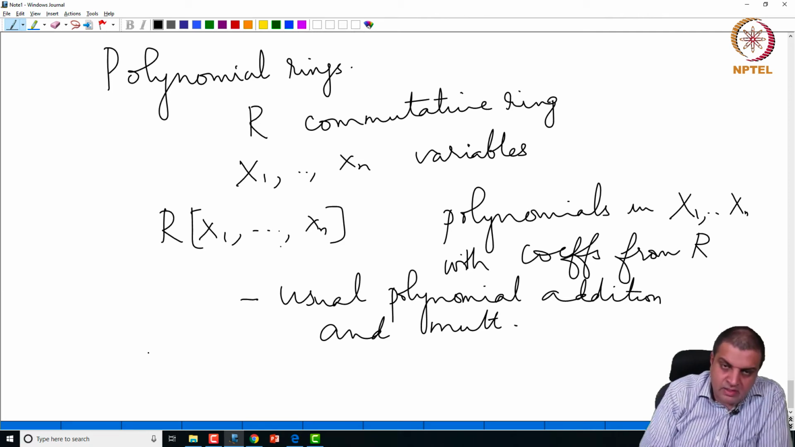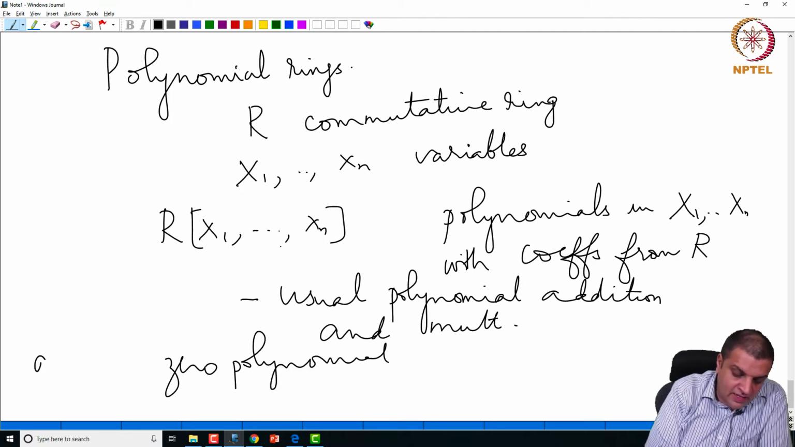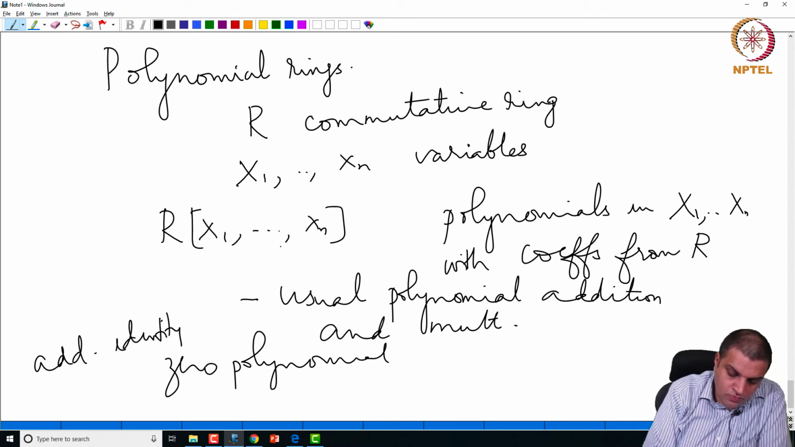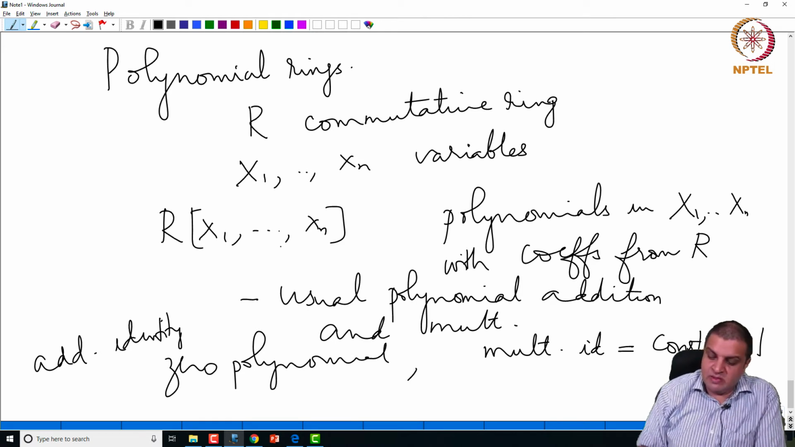And the additive identity is the zero polynomial. So this is the additive identity. Okay. And the multiplicative identity is the constant polynomial 1. And with these things, this is a commutative ring.